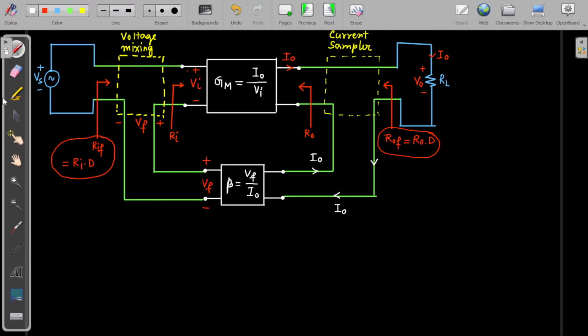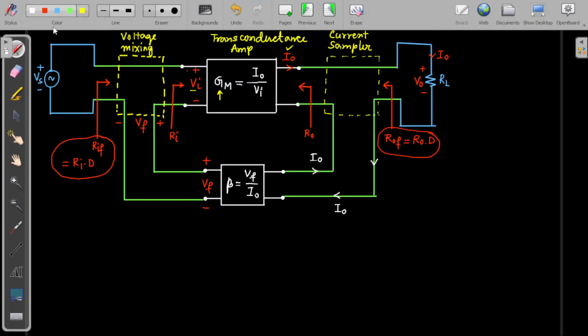So this is how the current series topology looks, where the basic amplifier will be a transconductance amplifier, because the input is voltage and the output is current, and we denote the gain as transconductance. We have already done this in our previous lecture.